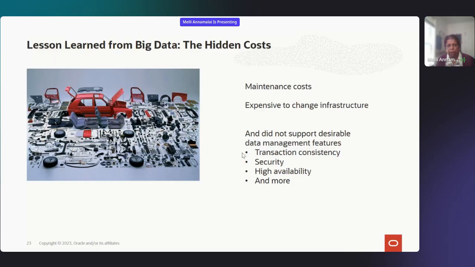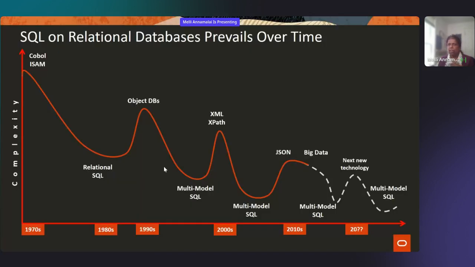You want to be able to update. You want the data to be highly available. You want to make that all integrated together. So learning from big data, we really learned the lesson that it's so important to integrate everything together and not view data as siloed systems.